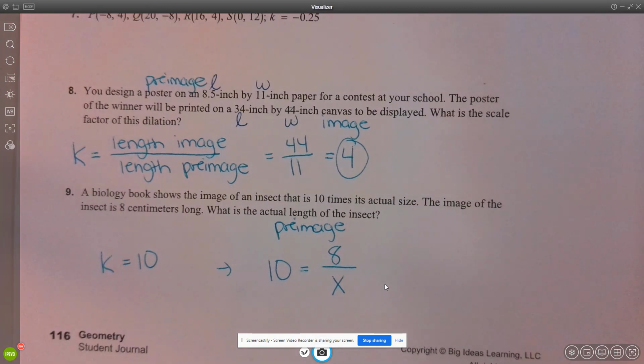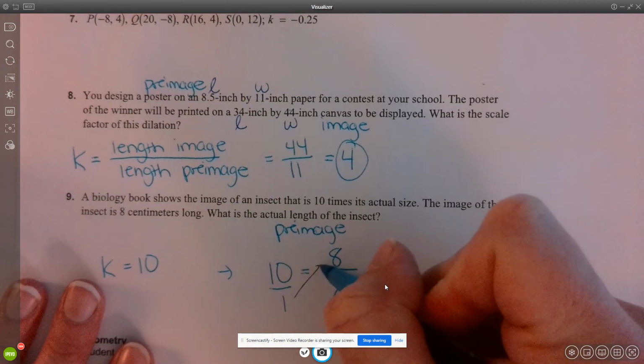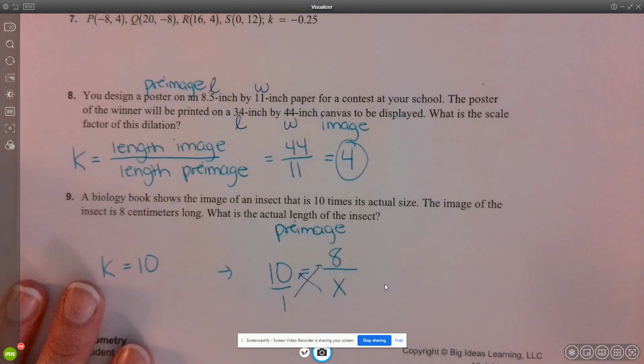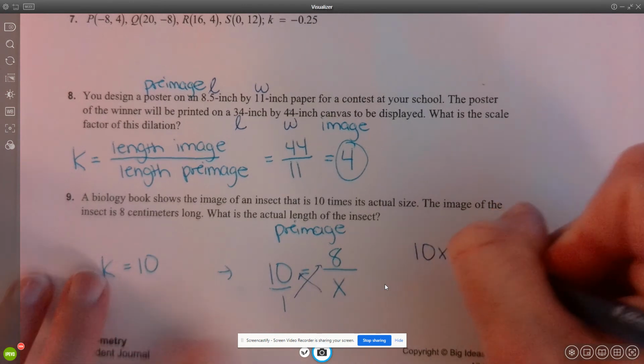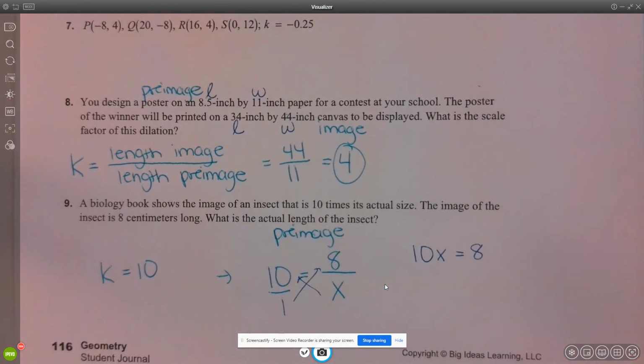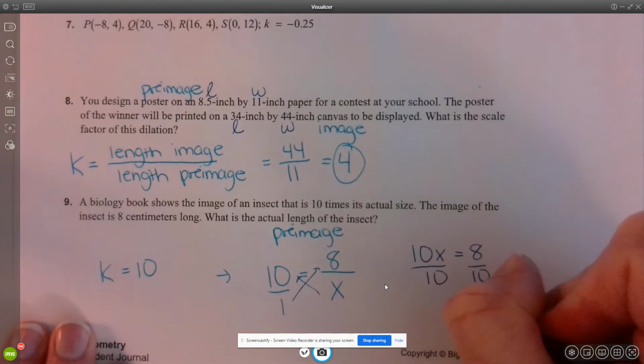So there's a couple ways you could think about this. One way to solve this, this is a proportion here. You could think about cross multiplying. So you could do 10 times x equals 1 times 8, which is 8. And then we would divide both sides by 10.